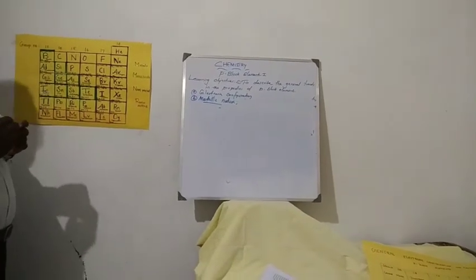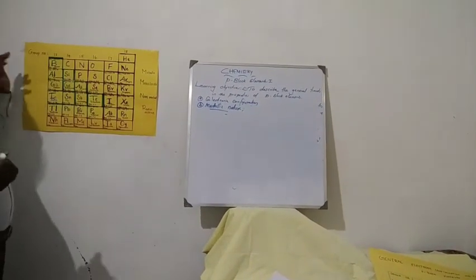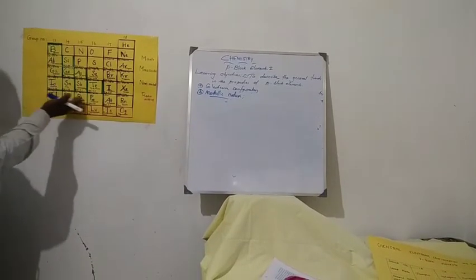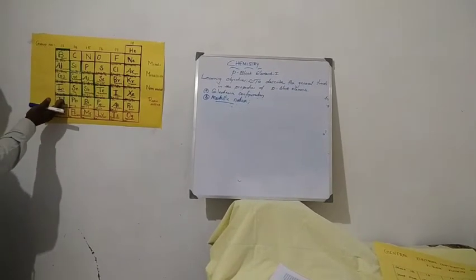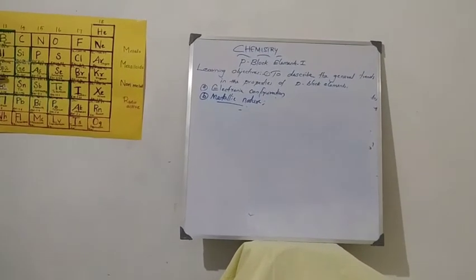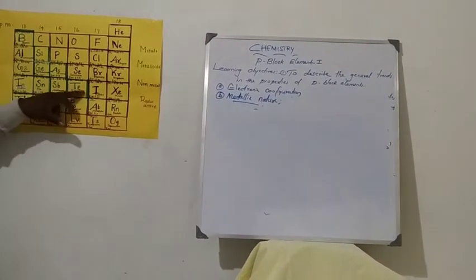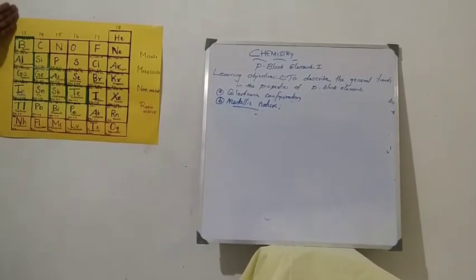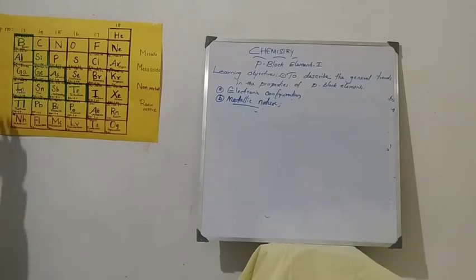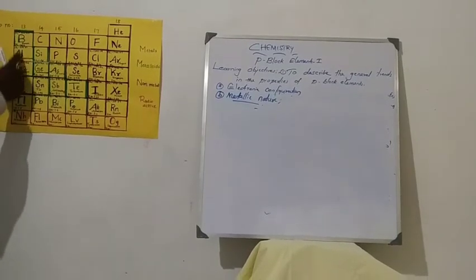Classification. Here, metals occupy the left corner of the periodic table, and the non-metals occupy the right corner. Metalloids occupy the middle of this P block element. That is the 13th group. The first one, boron, is a metalloid. The remaining elements are all metals.